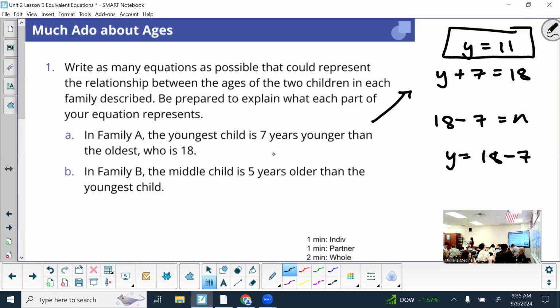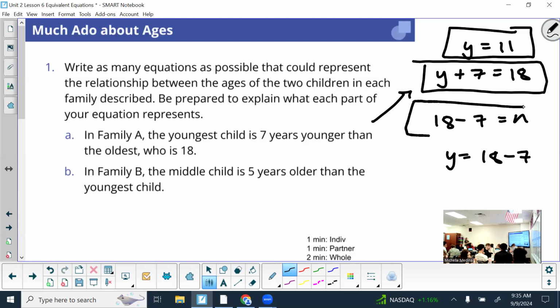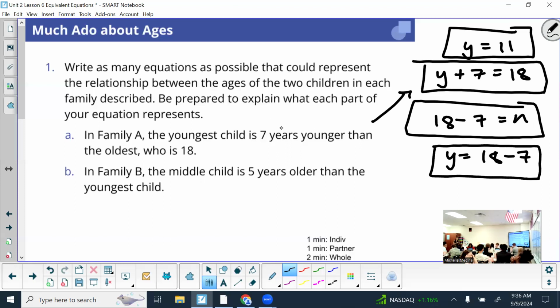Okay, so let's see if your equations make sense. So is 11 plus 7 18? So then this one can work. Good job, Blaze. Is 18 minus 7 11? Okay, great. They just used n. It didn't really specify that they had to use a certain variable. So sure, you can use n. If you tell me that n is for the youngest child's age, then that works. Does this one work as well? Yeah, 18 minus 7 is 11. So all of these do make sense. Good job. There are others you could have.